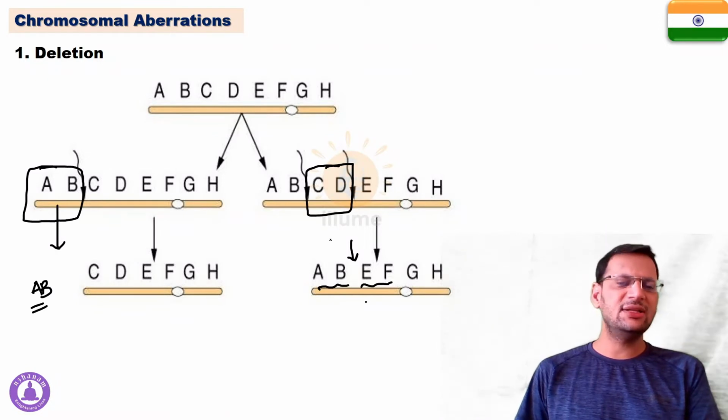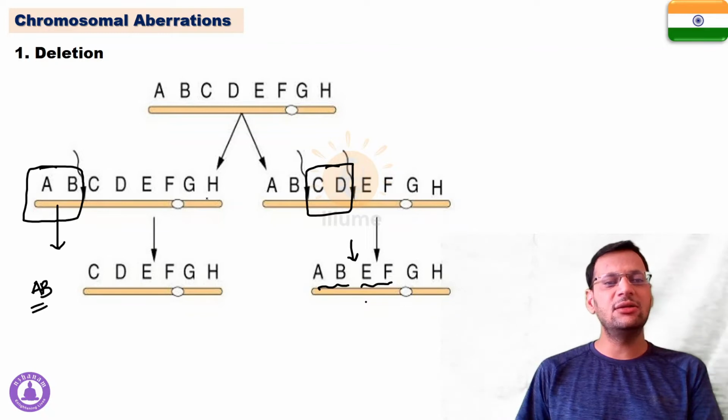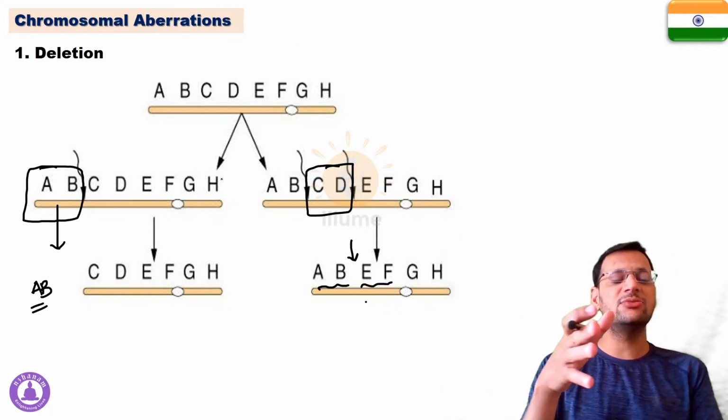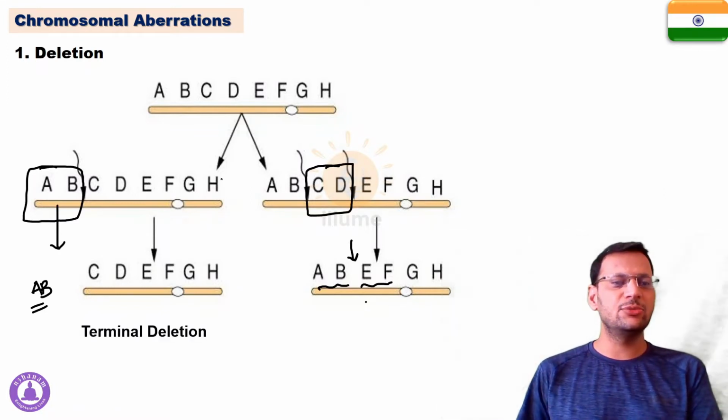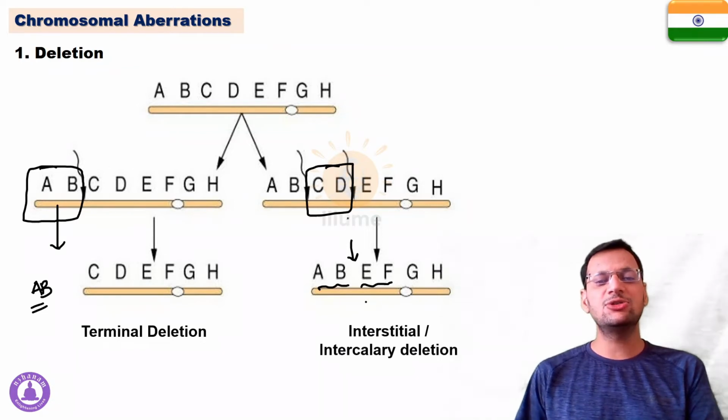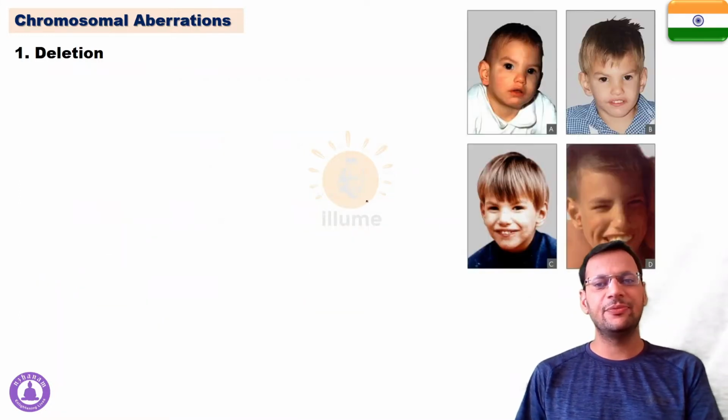So the basic difference is that in the first case, a part of the chromosome is lost which was forming the ends. That is, the terminal part of the chromosome is lost. Such a deletion is called a terminal deletion because the terminal part of the chromosome is lost. But in this case, an interstitial part, the middle part of the chromosome, is lost. So this is called an interstitial or intercalary type of deletion. So this is very simple.